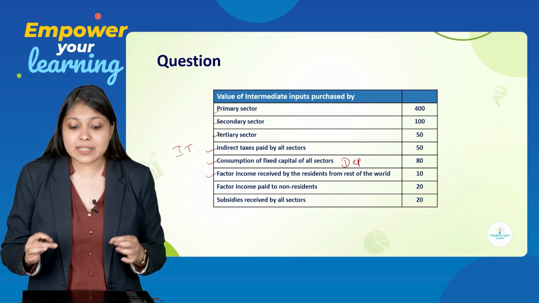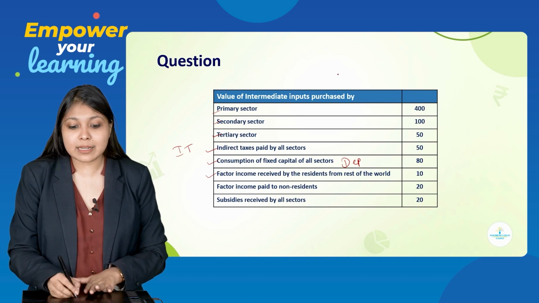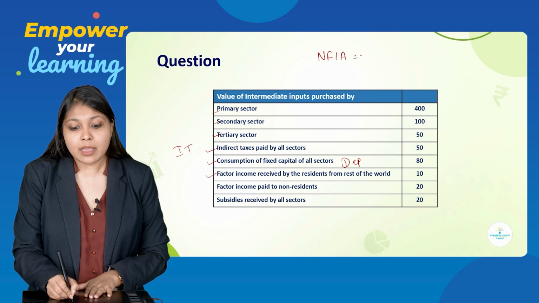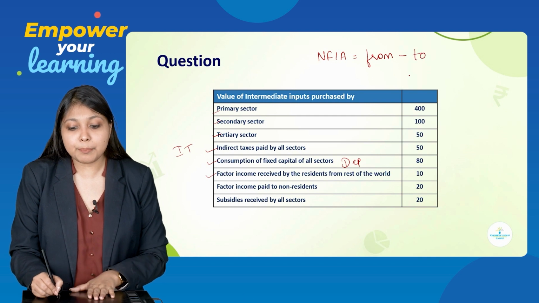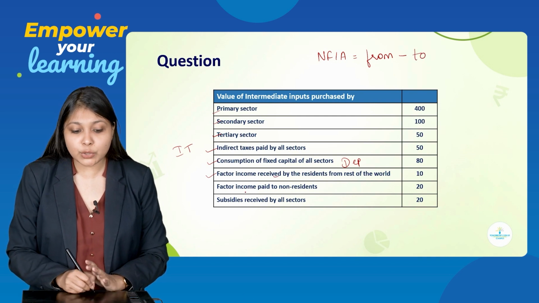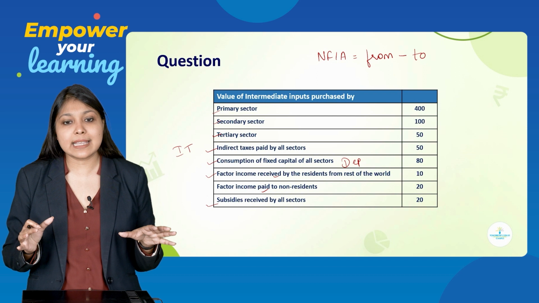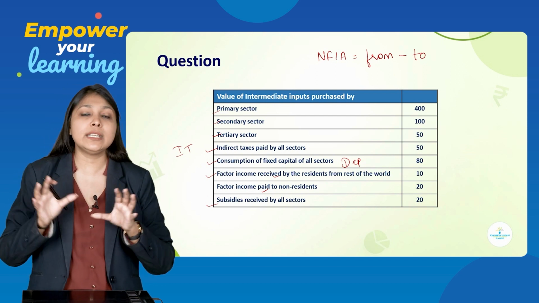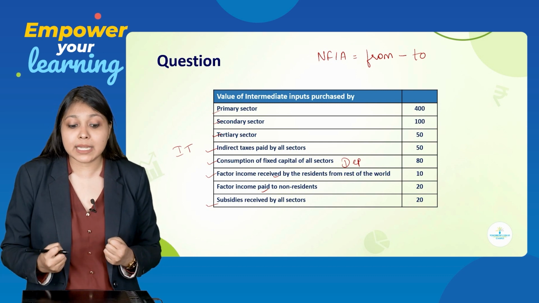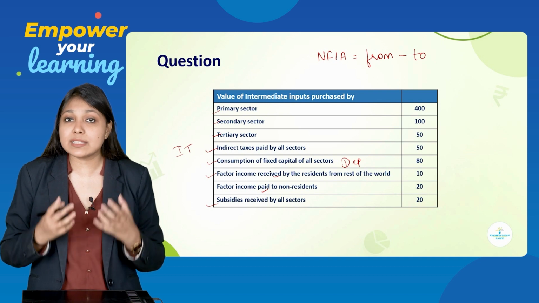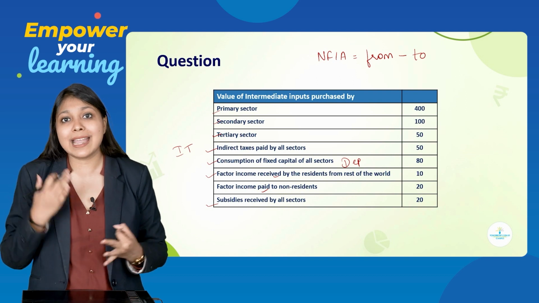Factor income received by the residents from the rest of the world, NFIA. So this is received. If you all remember, what was the formula of NFIA? Net factor income received from abroad minus net factor income paid to abroad. So received is given to you, paid is also given to you. And subsidies received by all the three sectors. So all the three sectors again means primary sector, secondary sector and tertiary sector. If you all remember, in our last class when we studied these things, we said that in an economy all the three sectors are included, both primary, secondary and tertiary sectors.